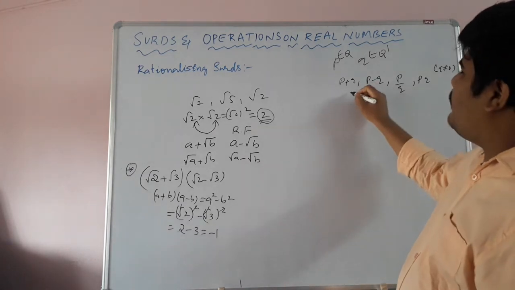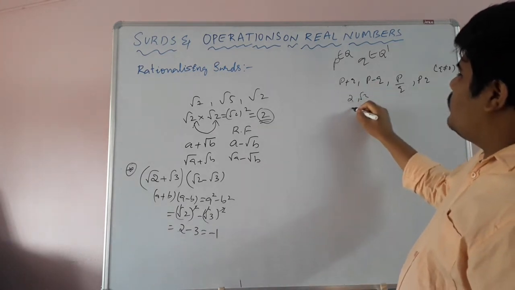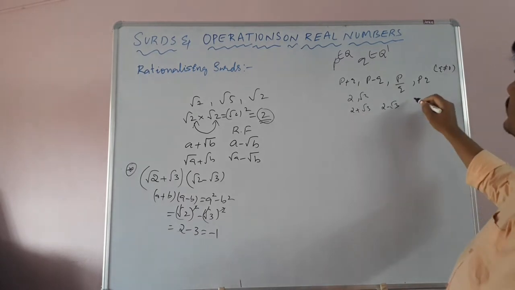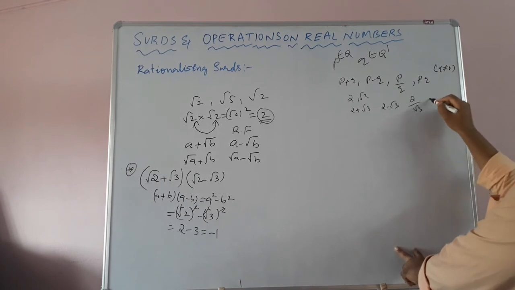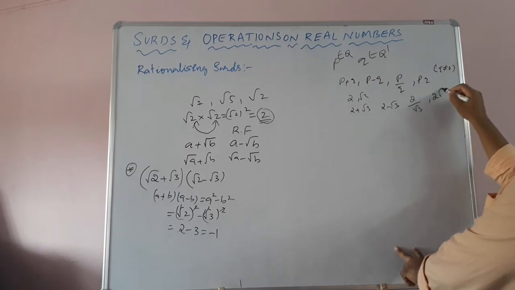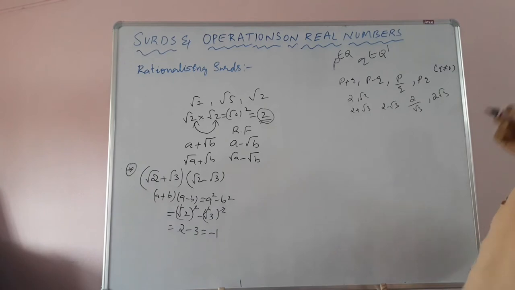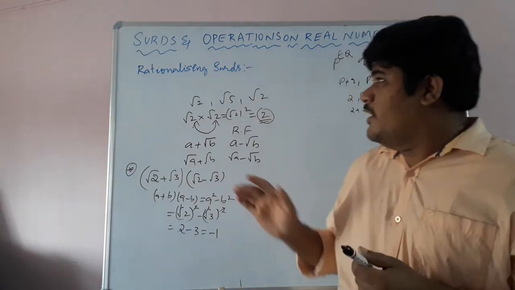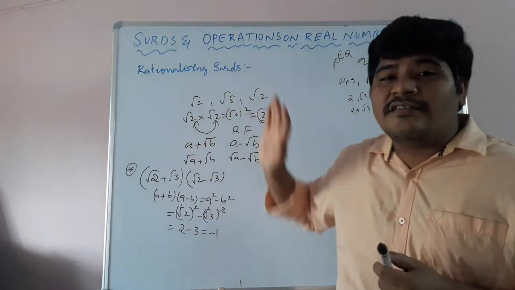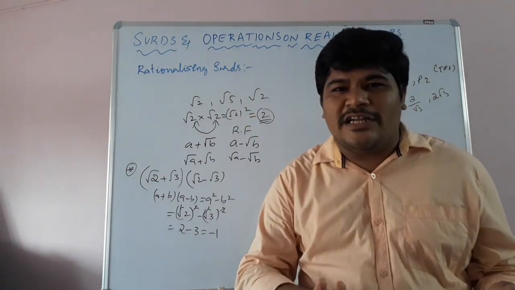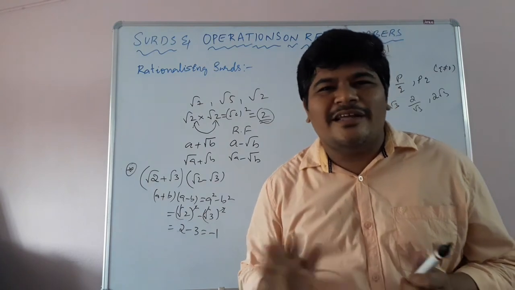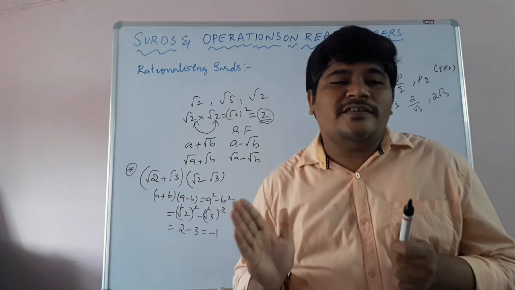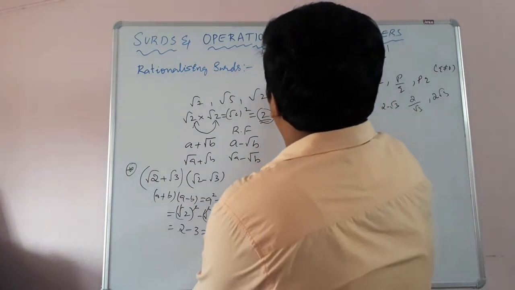Suppose I am taking P as 2, Q as root 3. 2 plus root 3 is irrational. 2 minus root 3 also irrational. 2 by root 3 also irrational. 2 into root 3, 2 root 3 also irrational. Okay. So students, next one more thing. Here all surds are irrational numbers, but all irrational numbers are not surds. So what is the difference? So surds will be in the form of nth root a only.